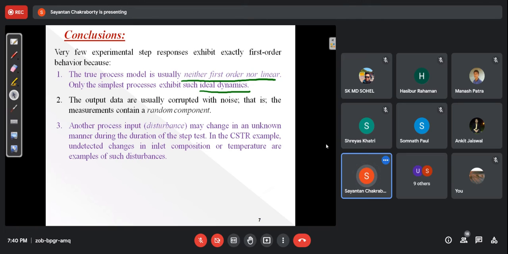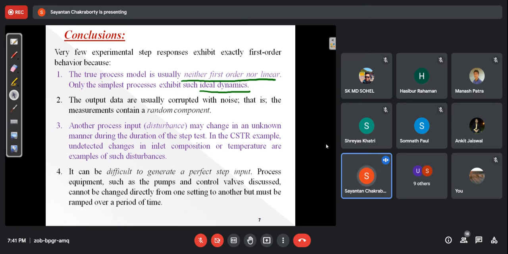Another thing is that there may be a disturbance of unknown manner, of unknown magnitude, that may also affect the result in the step test. We do not have any control over the disturbances. So this situation is also uncovered. That's why this simple first order model is very difficult.